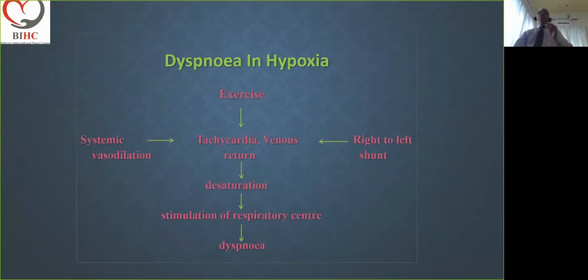If you are speaking of a hypoxic baby, you are at the other end of the spectrum of physiology. It's not pulmonary venous hypertension, but hypoxia. How does hypoxia cause dyspnea? You know, the stimuli for the respiratory center are a drop in PO2, a drop in pH, or a rise in PCO2. In a cyanotic child, exercise causes tachycardia and an increase in venous return, and therefore an increase in right to left shunt. The systemic vasodilatation in conditions like tetralogy allows the right ventricle to pump easily into an overriding aorta. The result is desaturation, stimulation of the respiratory center, and dyspnea.